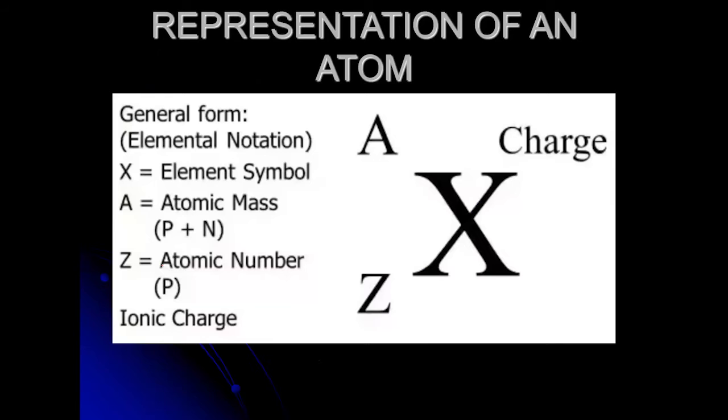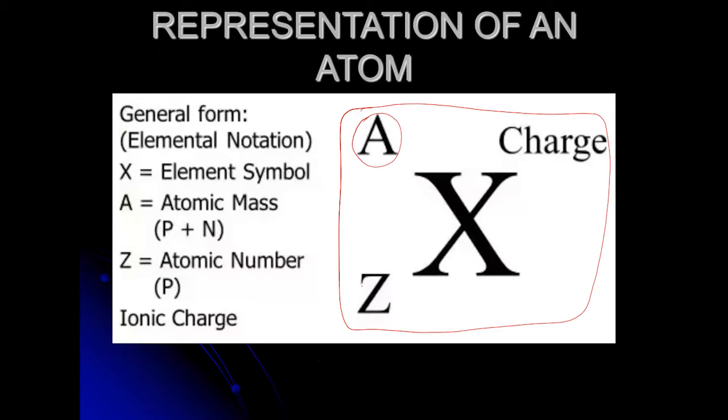How do we represent an atom? A conventional representation of an atom is like this one we have here. You remember what A is. This is the mass number. Z is the atomic number. And this X is the element symbol. And then here we have the charge.